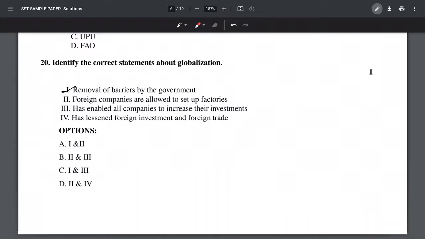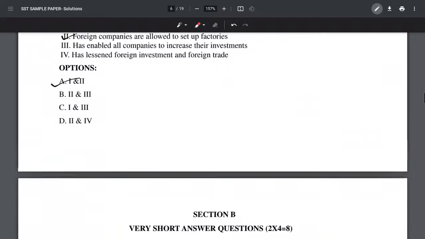Next, foreign companies are allowed to set up factories in our country. Yes, it's globalization, right? If some foreign companies come and establish themselves in our country, ideas get shared, isn't it? So yes, that's also correct. I guess only two options you can choose. So one and two will be correct, then. Okay, so A is the right answer.